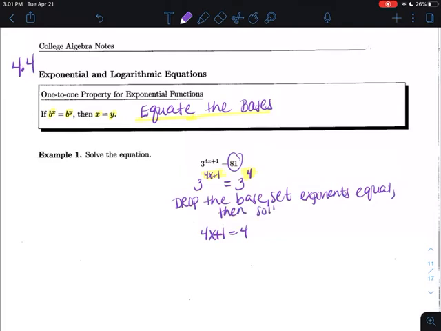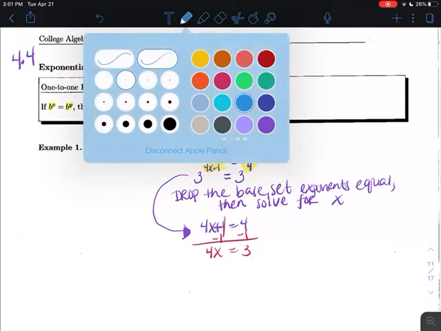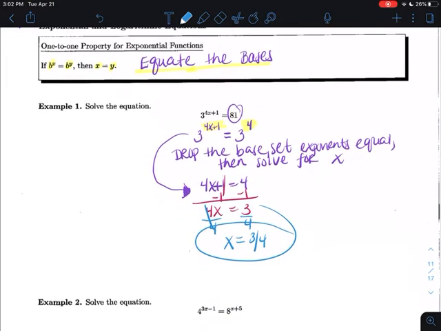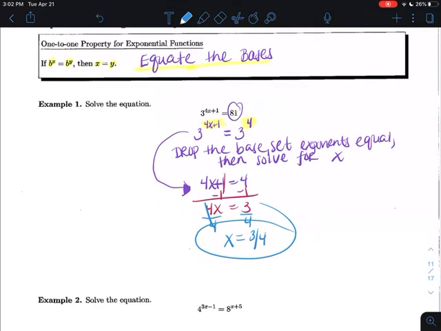So then solve for x. Now that the bases are the same, I dropped off the base of 3, and now I'm only dealing with my exponents: 4x plus 1 equals 4. To solve this for x, I'm going to subtract 1 from both sides. So 4x equals 3. Then to get x by itself, I'm going to divide both sides by 4. And that's your value for x. X equals 3 over 4.